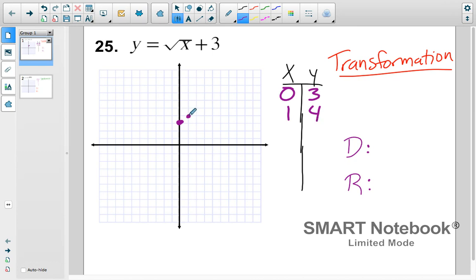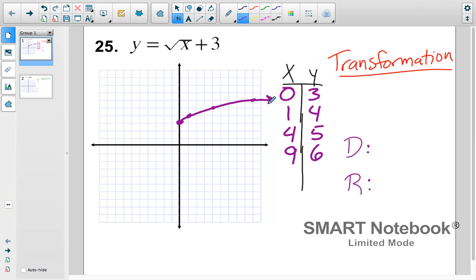Let's do 4 next. Square root of 4 is 2. 2 plus 3 is 5. So your next point is 4, 5. Right, 4, up, 5, right there. Now I'm going to pick 9 for my fourth point. Square root of 9 is 3. 3 plus 3 is 6. So 9 and up, 1, 2, 3, 4, 5, 6, right there. Let's connect all the dots best we can. And I say that's okay.